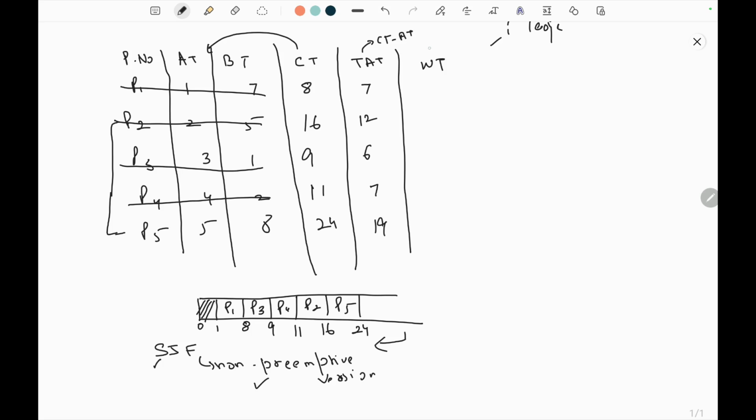Similarly, what is the formula of waiting time? It was TAT minus burst time. So you just subtract this column from this column. So you get 0 here, 12 minus 5, 7, 5, 5 and 11.